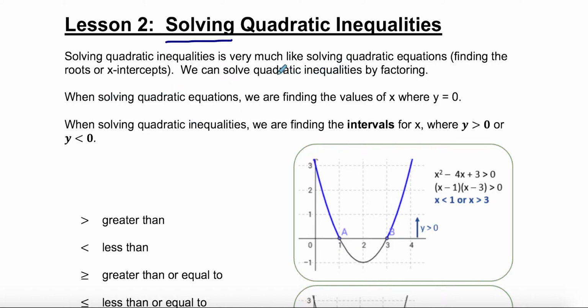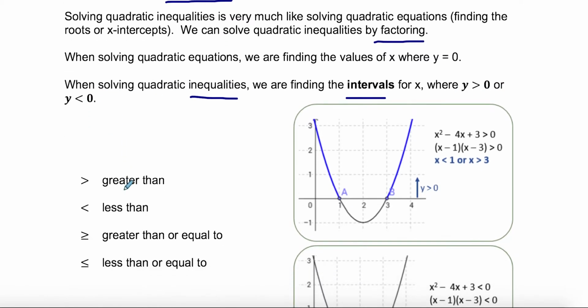So we can still solve inequalities by factoring. There are some complicated ways to do this, but I usually just teach this in the simplest way that I've seen. When solving quadratic equations, we are finding the values of x where y equals 0. So we're actually finding the intercepts when we solve a quadratic. If we're solving a quadratic inequality, we're trying to find the intervals for x where y is greater than 0 or where y is less than 0.